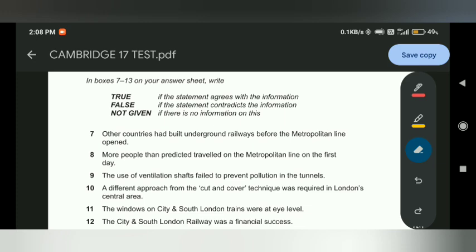So the first thing that you need to do is read the question and underline the keyword that is more important in this question. So let's read the first question. Other countries had built underground railways before the metropolitan line opened.